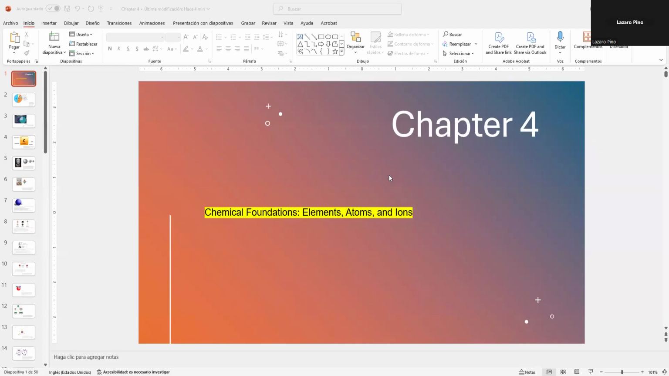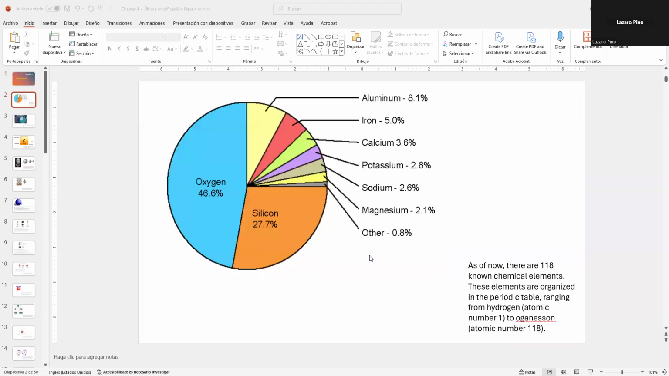Hello, dear students. Today we are going to speak about chapter 4, that is about elements, atoms, and ions. As of now there are 118 known chemical elements. These elements are organized in the periodic table. We are going to speak about the periodic table later.